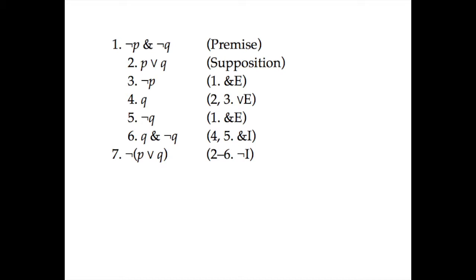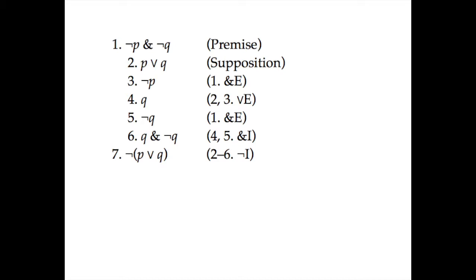All right. Well, from line 1, I get not P. That comes from line 1 by and elimination. And then I can combine lines 2 and 3 to get Q using my or elimination rule. So line 4 says Q. But line 5, not Q. That comes from line 1 by and elimination.